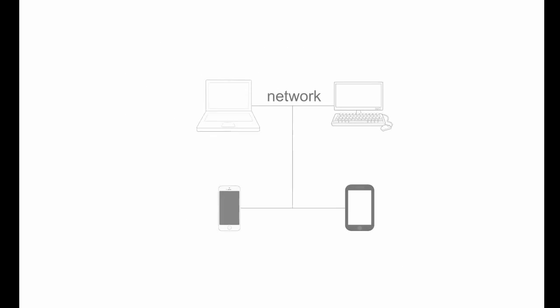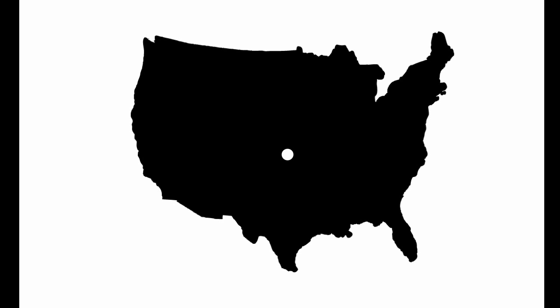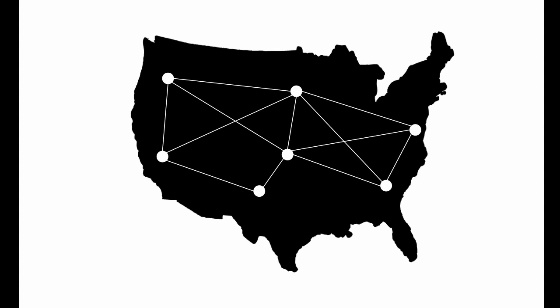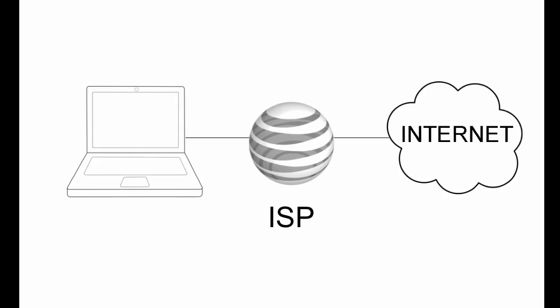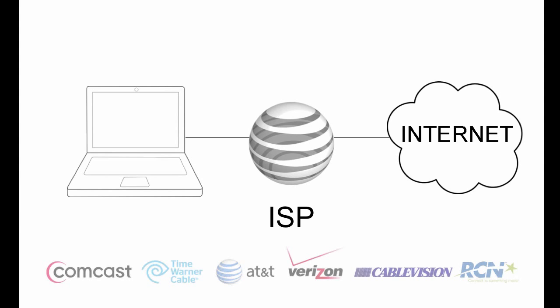Extrapolating this further, we begin to get a picture of the millions of clients connecting to each other via the internet in the United States. However, clients don't actually connect directly to the internet, but rather via an internet service provider, an ISP. Well-known ISPs in the US include Comcast, Time Warner, and AT&T.